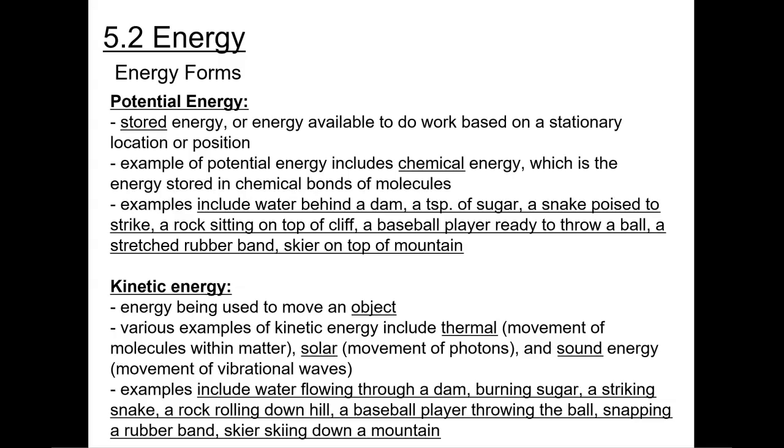Okay, different energy forms. We have what's known as potential energy. That is energy that is going to be stored, or energy that's available to do work based on their stationary position or based on their location. So stored energy, think of like a battery. If you have a ball sitting at the top of a hill that can roll down, it has potential energy.